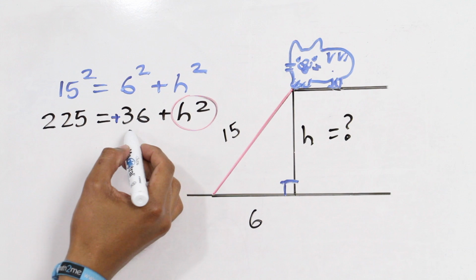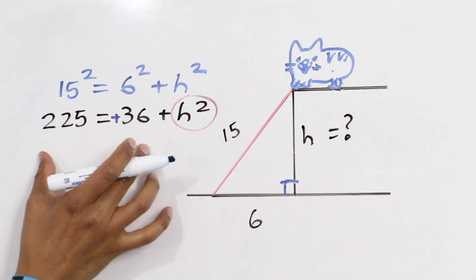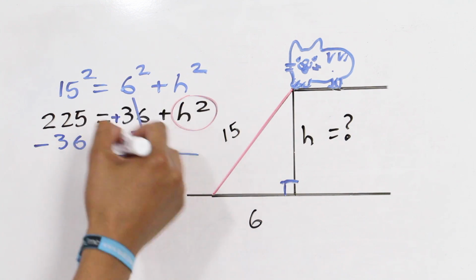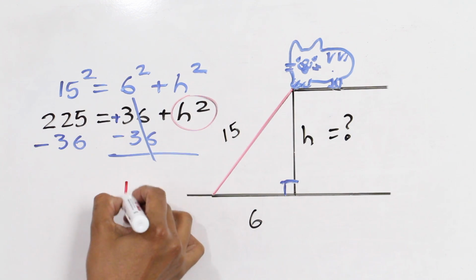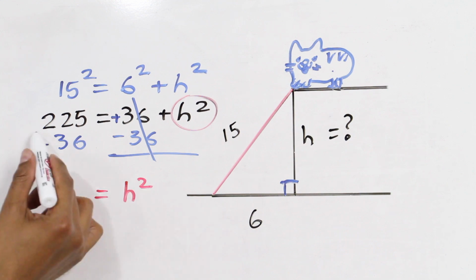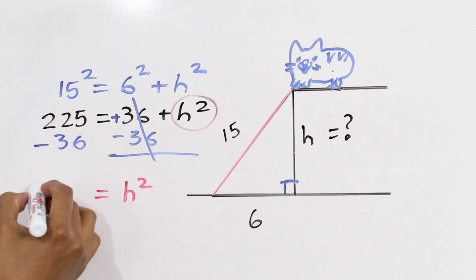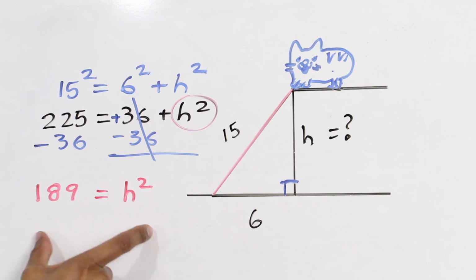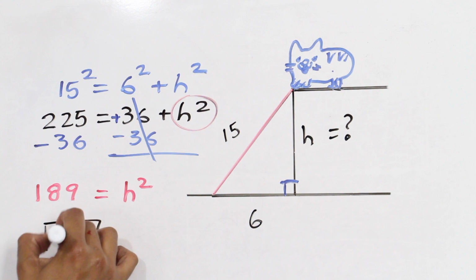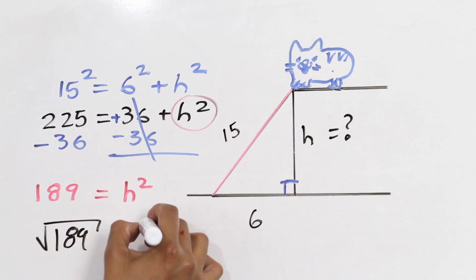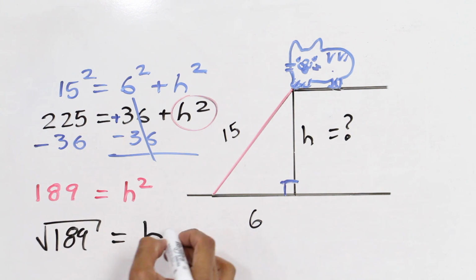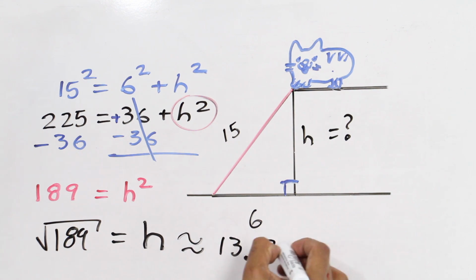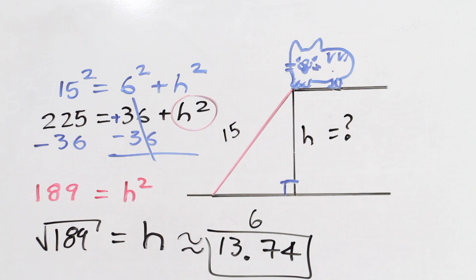To cancel plus 36, I need to add the inverse operation, that is minus 36. And this is how I cancel out this number, and this is how I get h squared by itself. 225 minus 36, I get 189. Using the inverse operation of squared on both sides, we get the square root of 189, giving the variable h, which is this value, or you can use the decimal form, that is 13.74.